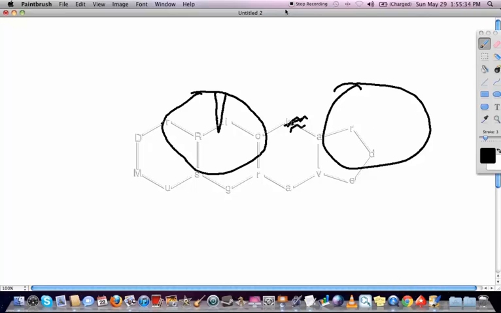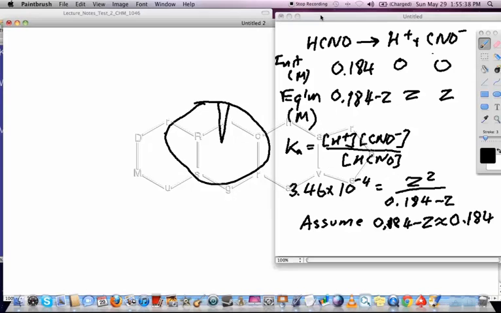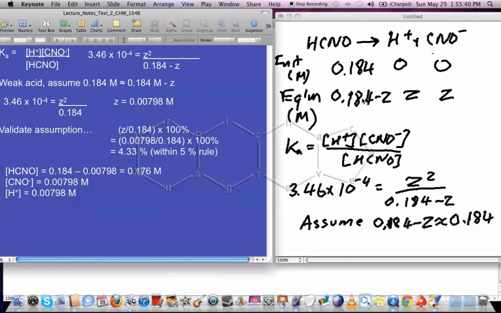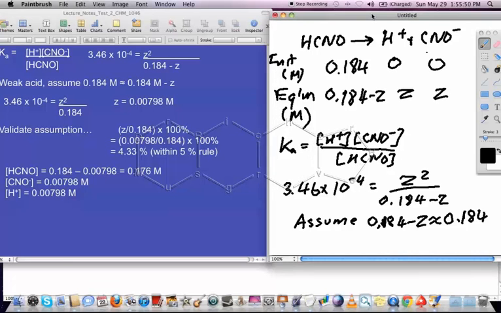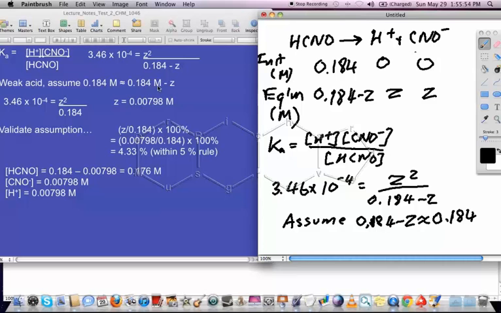And it is a valid assumption because we are dealing here with a weak acid. And the reason we know that is because we got 3.46 times 10 to the negative 4, so we're in that realm of being able to attempt to make that assumption. Alright, so that's where we're up to in the problem.